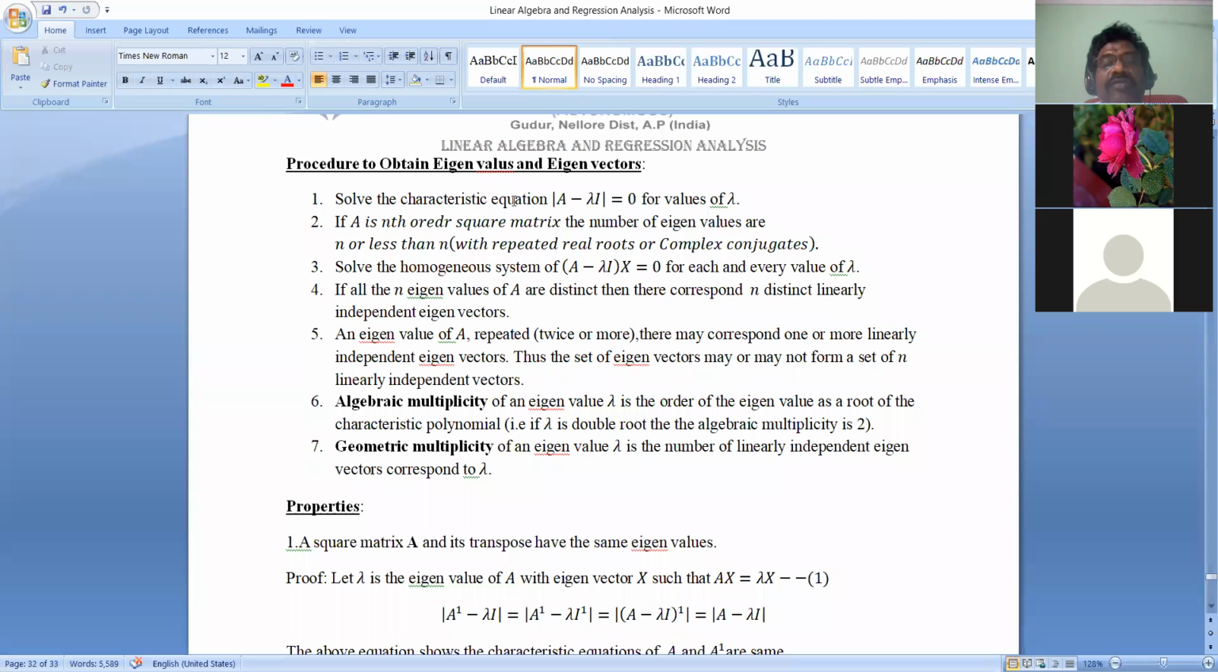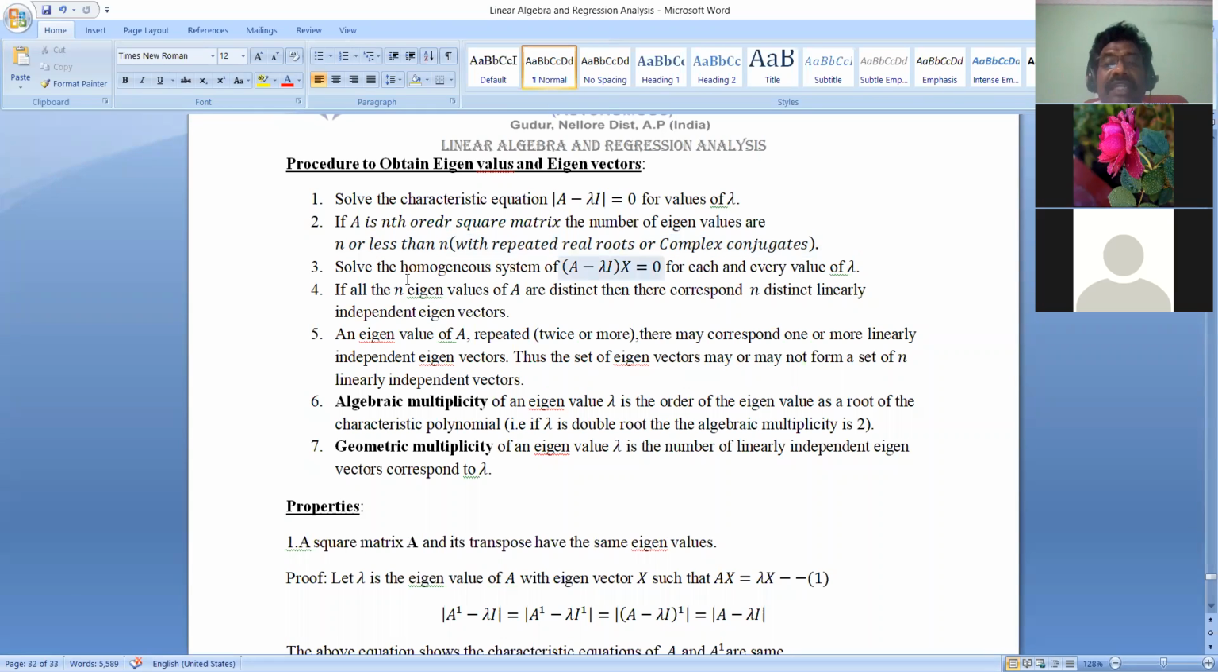So first of all, we want to find the characteristic equation, that is the determinant of A minus lambda I equal to 0. After that, we want to solve this equation for lambda values. So if A is an n by n matrix, then we have n eigenvalues or fewer than n. Fewer than n occurs only when repeated real roots occur, or complex conjugates appear as the roots of determinant of A minus lambda I equal to 0.